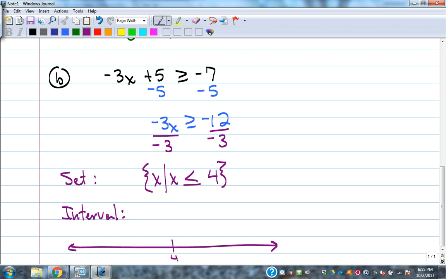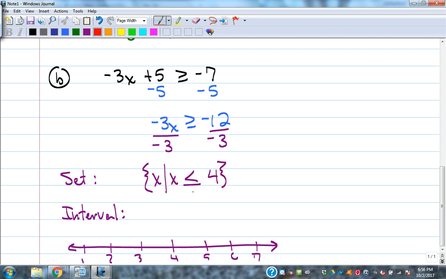So I know 4 goes in the middle, then 5, 6, 7, 3, 2, 1. Just get a few numbers on either side of it. And then we're going x's are less than or equal to 4. So it's got an equal to mark, so I'm going to use what? A bracket, and it's going less than 4.